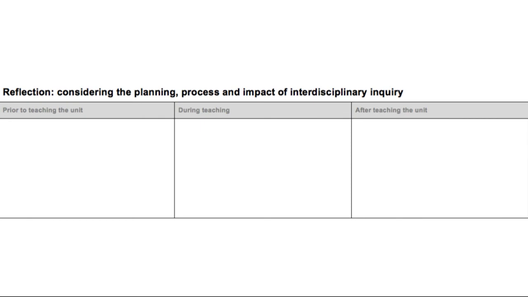And the very last piece, as usual, is a reflection section. You consider the planning, the process, and the impact. And you have to do this prior to teaching the unit, during the unit, and after teaching the unit. Especially the first interdisciplinary unit that you create will be really important, because there's going to be a lot of reflection going on, a lot of experimenting. It is perfectly fine. That's why this box is here, to help you with the process.